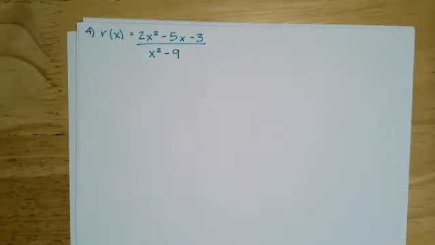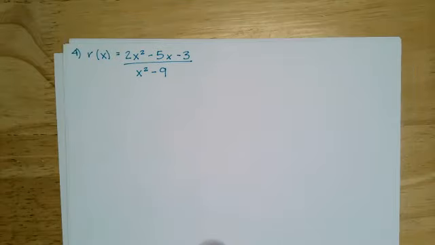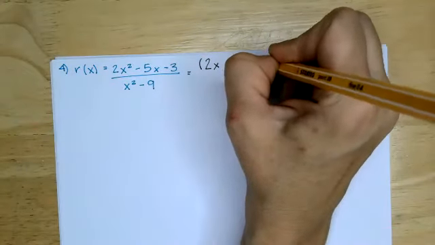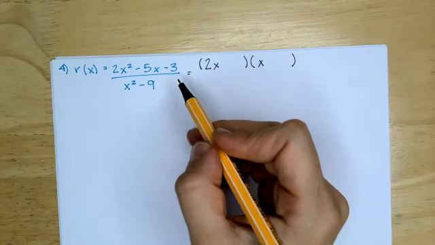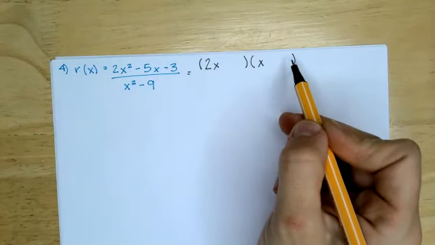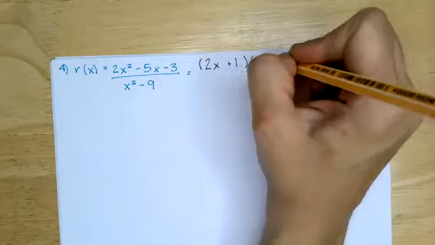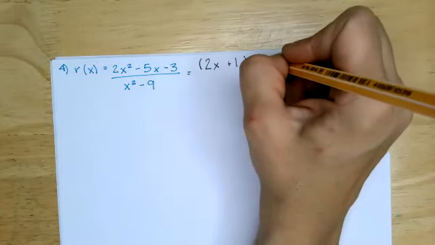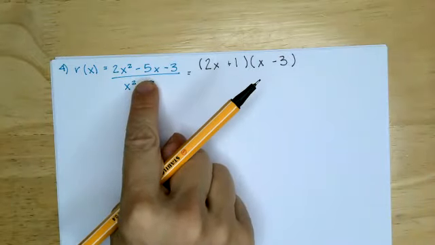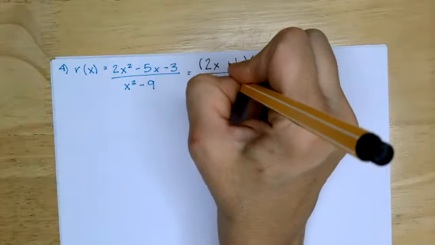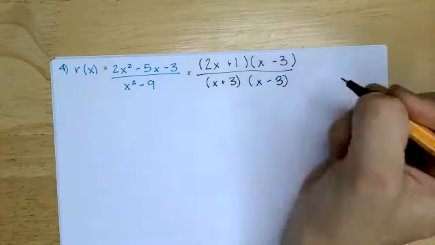All right, last one, number 4. We have 2x squared minus 5x minus 3. What are the factors of 2x squared? It's going to be 2x times x. And then negative 3 is going to be 1 and 3. So 2 times a negative 3 is going to give me a negative 6. And then x times a positive 1 is going to give me a negative 5x. So I'm going to say x times the positive 1, and then the 2x times the negative 3 is going to give me the negative 5x. Good. Here, this one we've seen before, so that one is just x plus 3 times x minus 3.